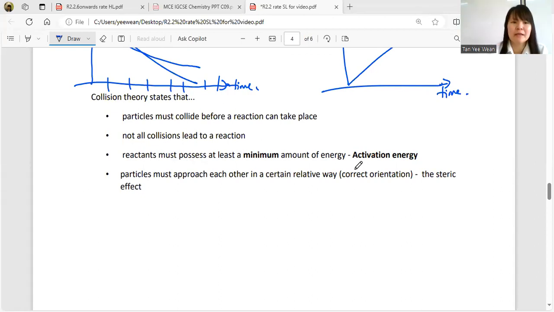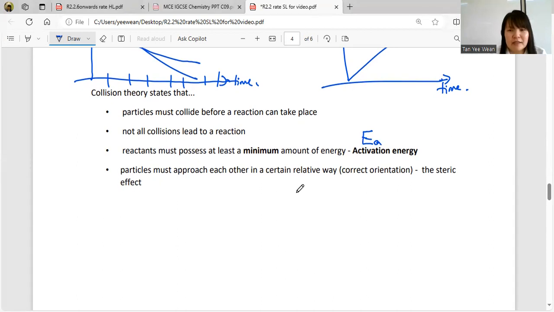Okay, the next part that you missed was collision theory. Collision theory, you already covered this in IGCSE. Not much difference. You still need particles to collide before they can react. Not all collisions will lead to a reaction. You've learned that before. They must possess at least a certain amount of energy that we call activation energy. Particles must also approach each other in a certain orientation, or certain steric effect.